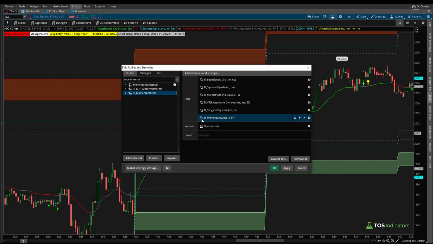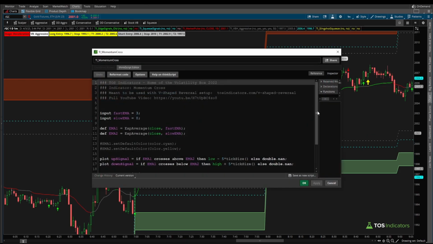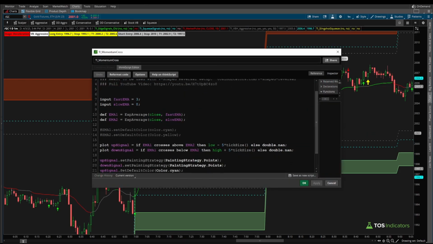Now, something else that I also find interesting, recently at least, to add is the momentum cross indicator. This is a fairly simple indicator. It just looks at the 3 EMA and the 8 EMA. And the key piece of information that it gives you is what is the shorter term trend? What are the short term moving averages telling us if we look at crosses?